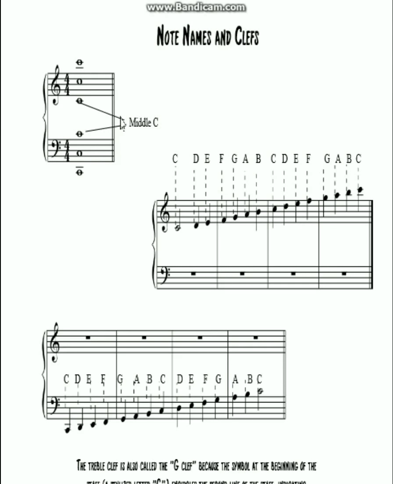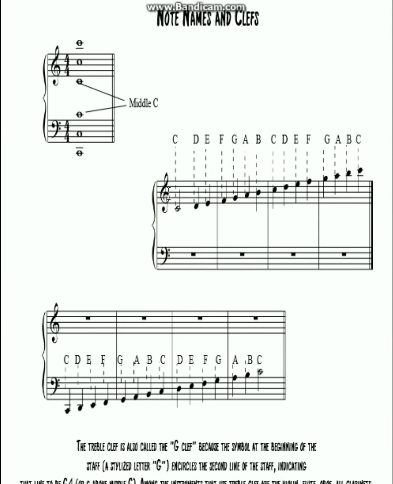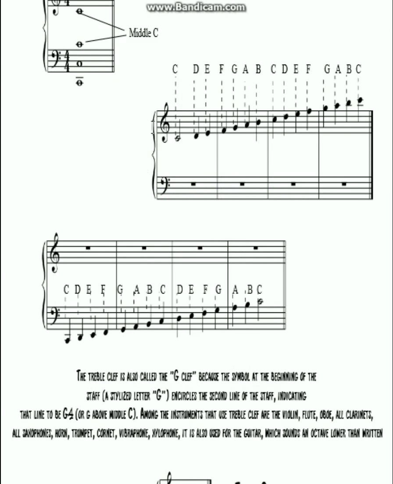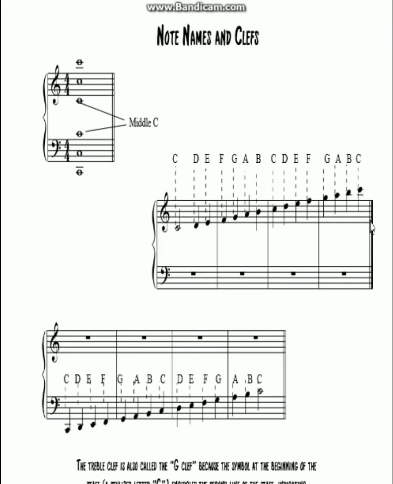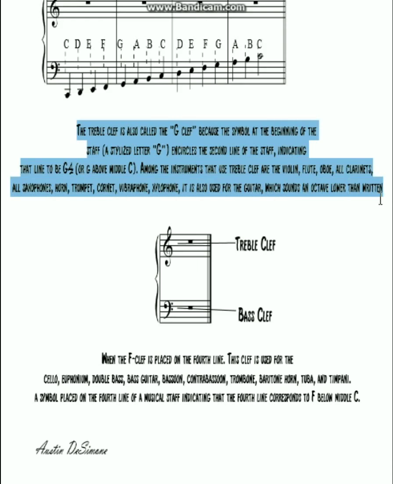So, note names. This right here is a grand staff, from here down to here. The notes are listed from the first C below the staff all the way up to the last C above the staff in treble clef. Now, if you don't know what treble clef is, here's the definition of treble clef.